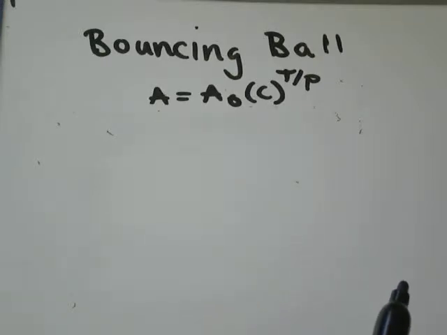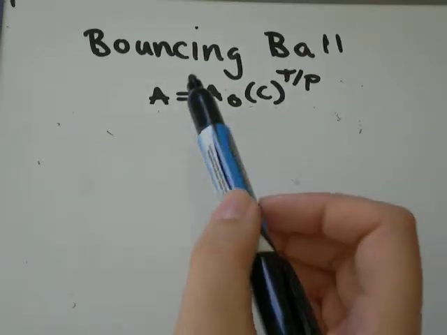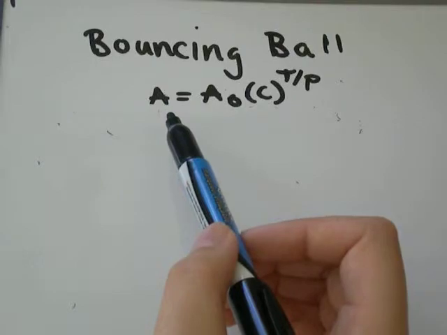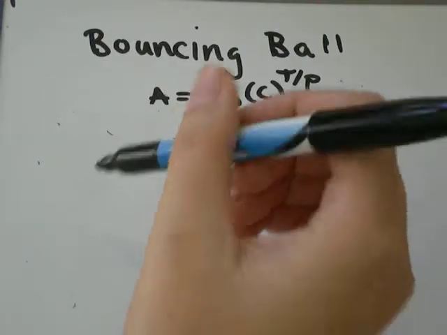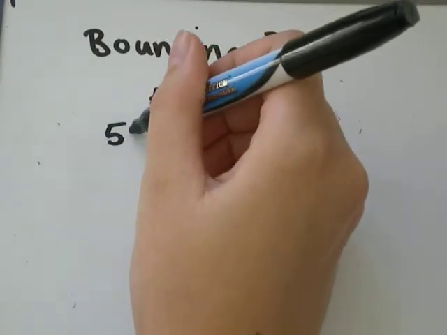So we've got the question: a ball is dropped from a 5-meter high cliff. After every time it bounces, it's 80% of the previous height. So how many bounces has it been when the ball is 5 centimeters off the ground? So A is how high the ball is now. That would be 5 centimeters.